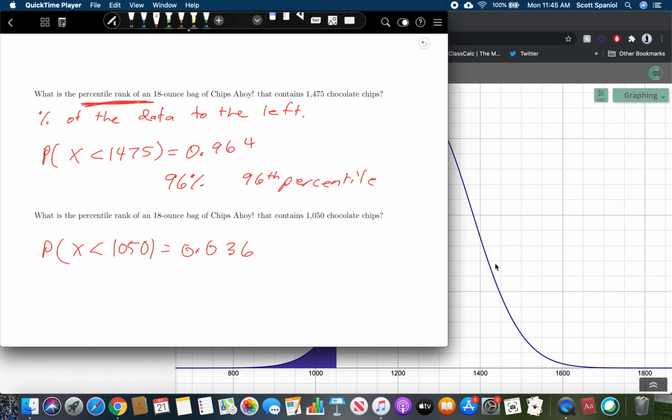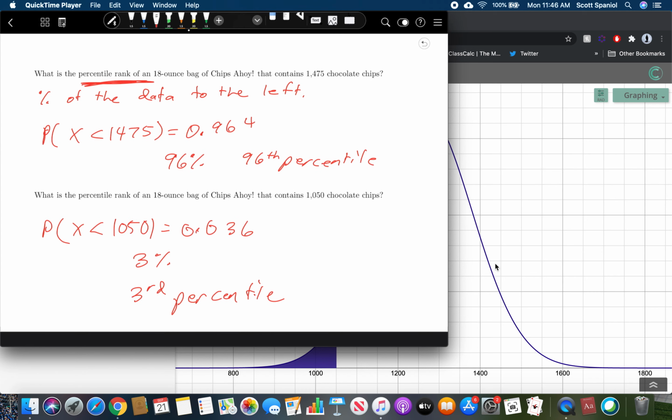Okay. So what percent of data is less than that? Well, 3%. So that would be the third percentile. All right, because in this case, I need to round down because I want to know what whole percentage is less than that. Well, it would be in the third percentile because 3% of the data is less than it. So that's just one other way to use this normal CDF.